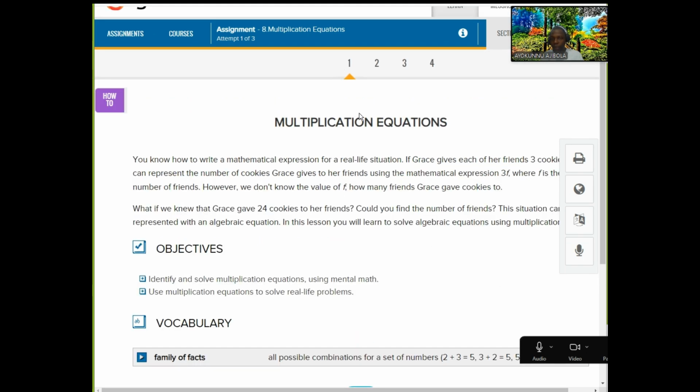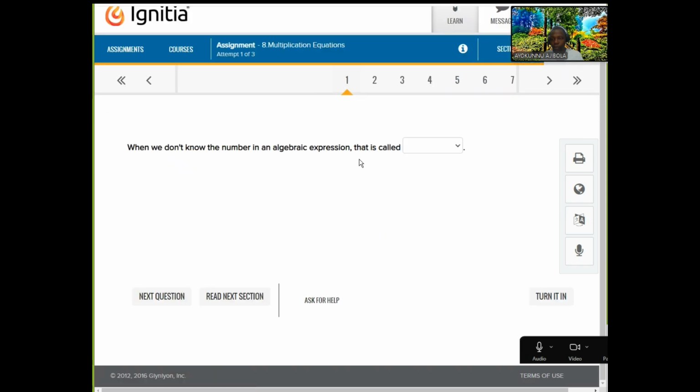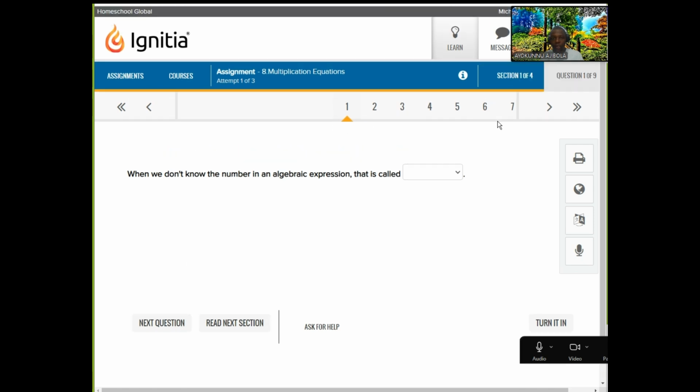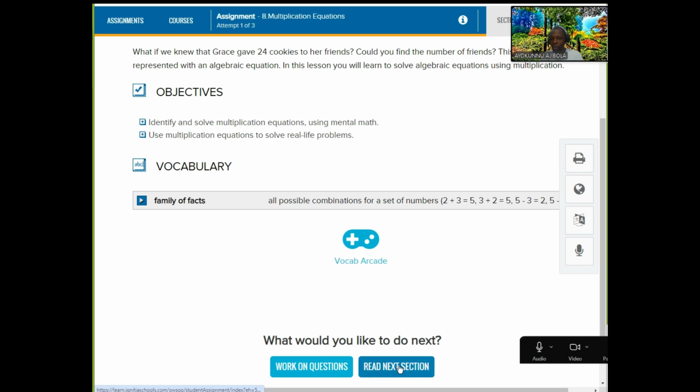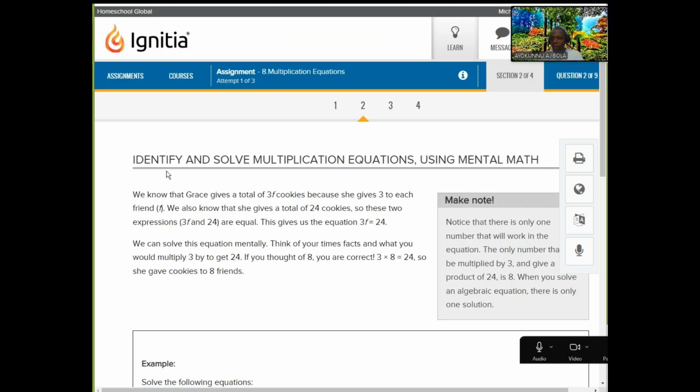Okay, let's go ahead to the next section. We want to identify and solve multiplication equations using mental math.